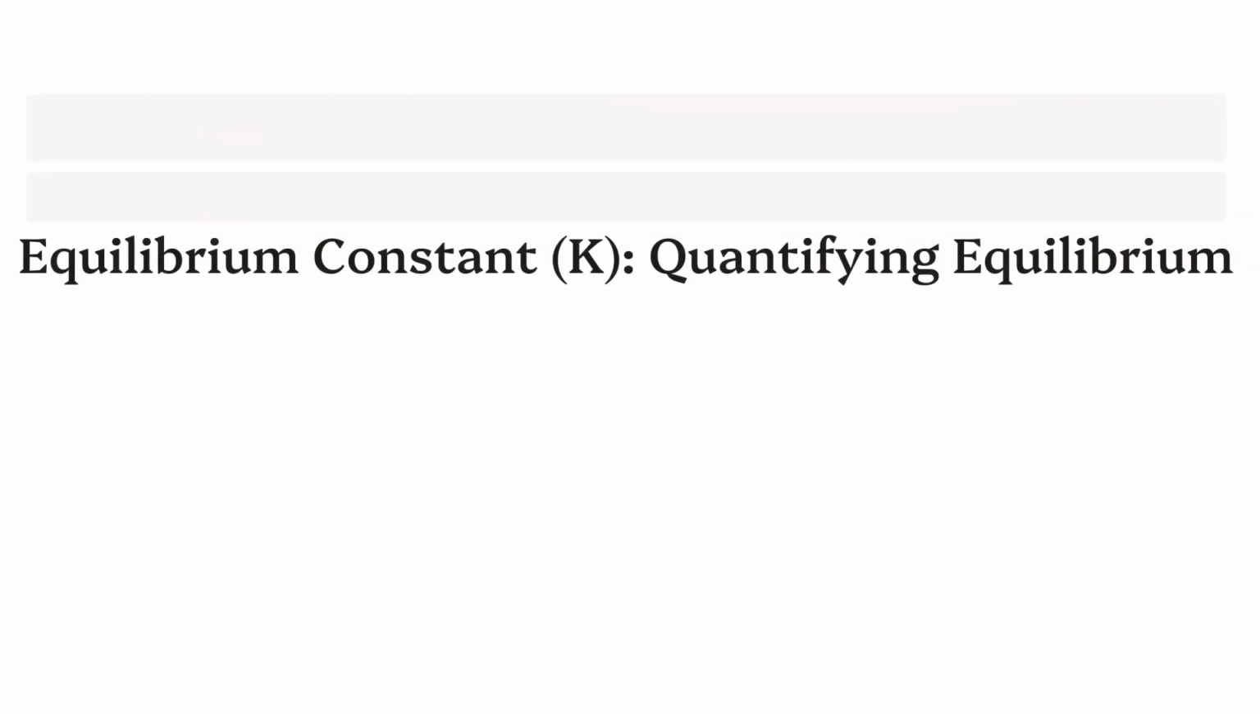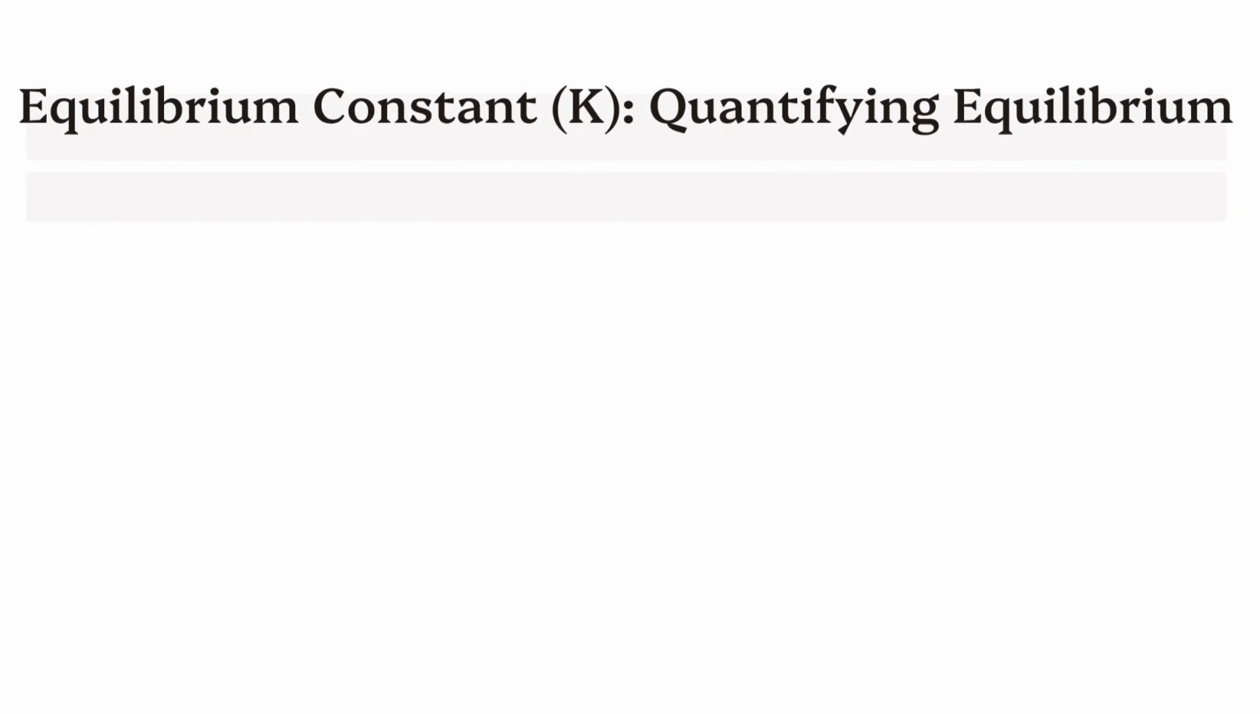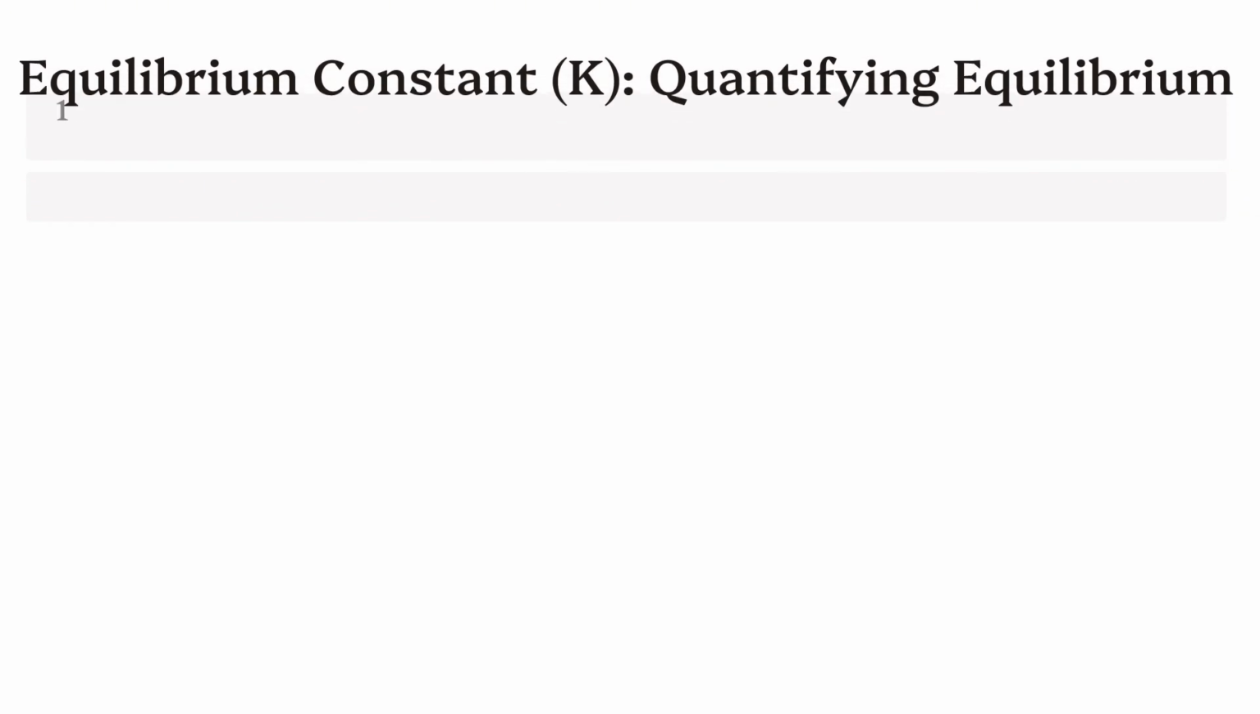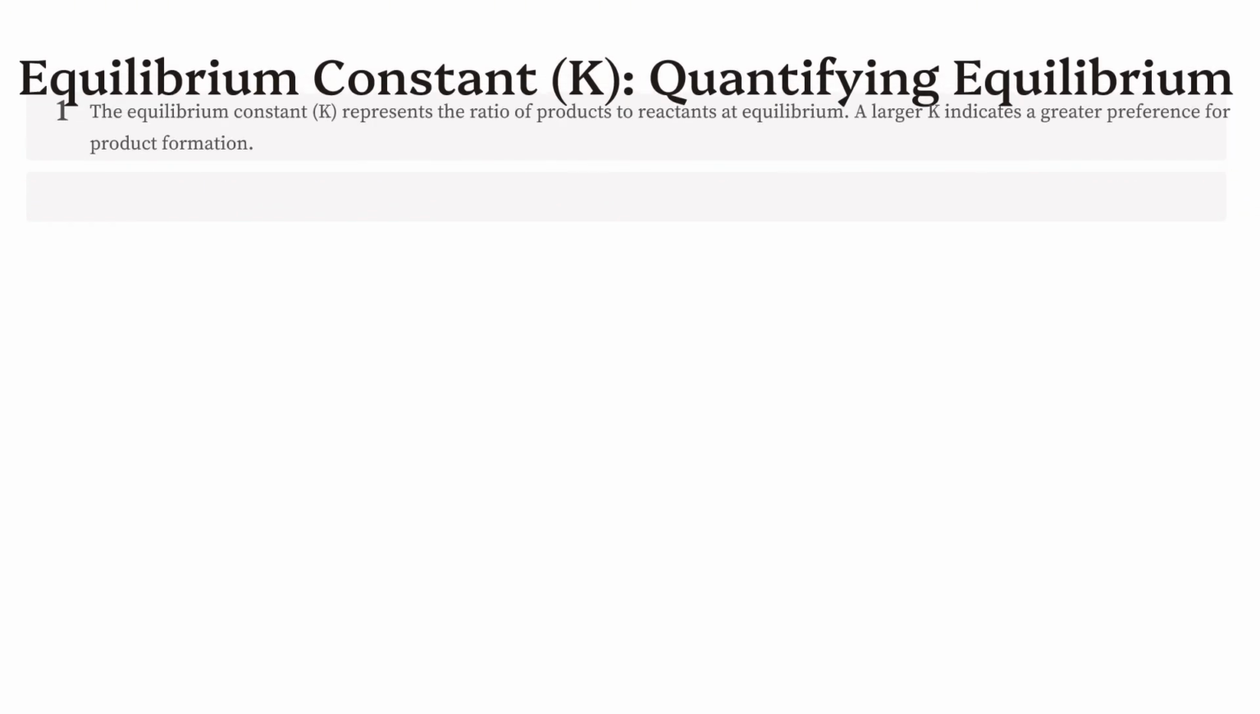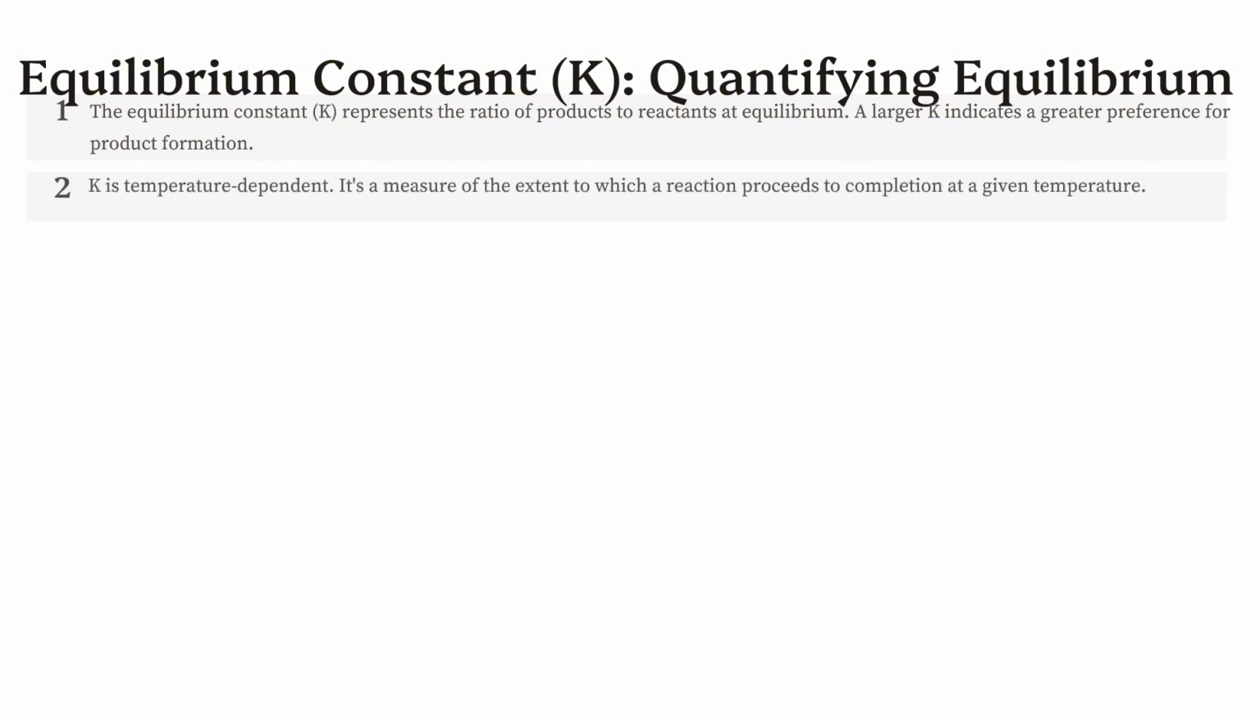Now let's learn about the equilibrium constant, and how do we even quantify equilibrium in the first place? Well, the equilibrium constant is denoted by K, and it is the ratio of products to reactants at equilibrium. The higher the value of K, the greater the preference for product formation. The equilibrium constant is temperature dependent. It's a measure of the extent to which a reaction proceeds to completion at any given temperature.